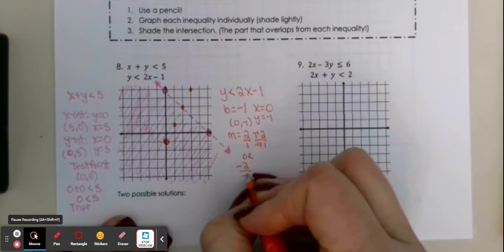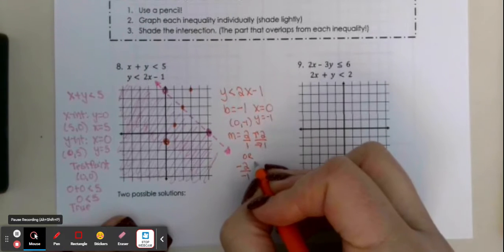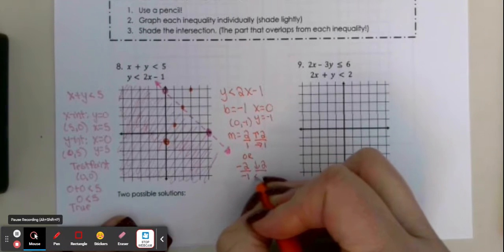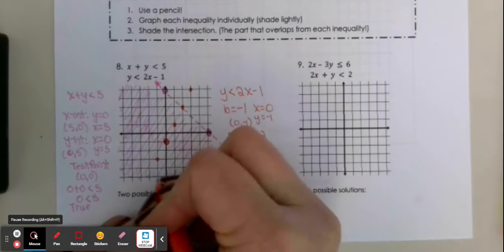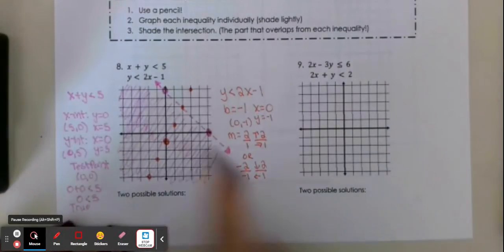But let's be flexible in our slope thinking. Negative 2 over negative 1 is also equal to 2. So I could go down 2, left 1 as well. Down 2, left 1, down 2, left 1. Alrighty, I've certainly got enough points to graph.